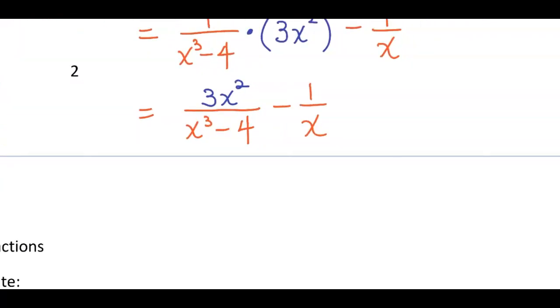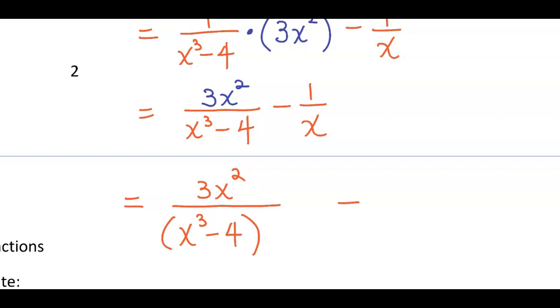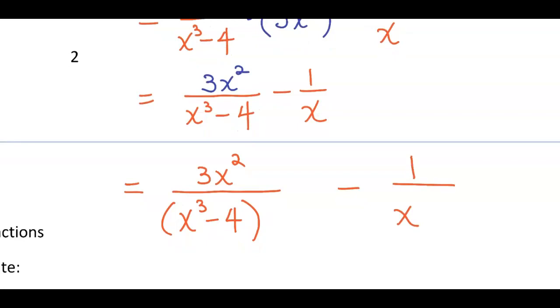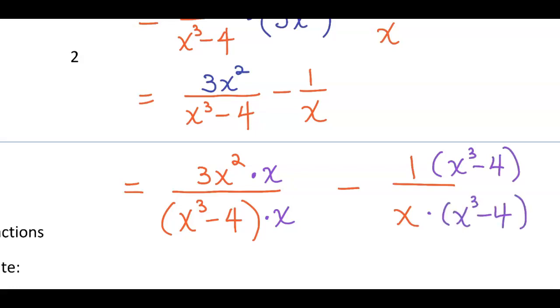So if I just copy what we have so far, we have 3x squared on the numerator and x cubed minus 4 in the denominator for the first fraction. And I'll do the minus. And it was 1 over x. So for the first fraction, I will multiply the top and bottom by x. Makes sense, right? I multiply the first fraction by x over x. And now for the second fraction, let me multiply the top and bottom by x cubed minus 4. If I do that, I will be able to get a common denominator, right?